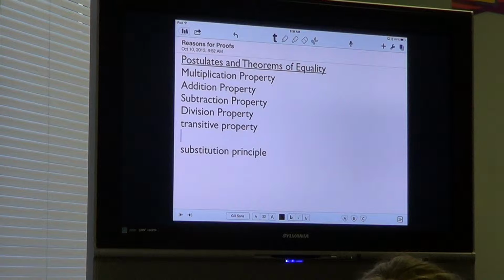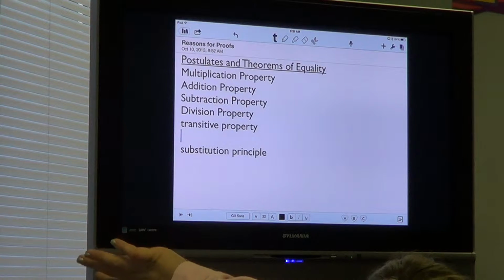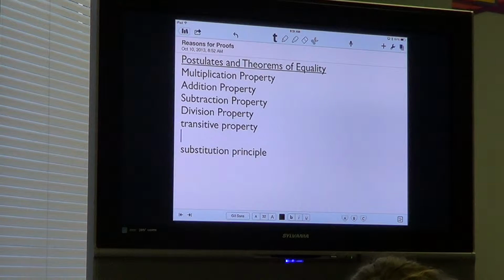Do we have any other properties that we want? Symmetric property. And that is true, but have we ever used the symmetric property? So let's leave that off for now. Yeah? Reflexive property. We have used the reflexive property. Okay, 1, 2, 3.